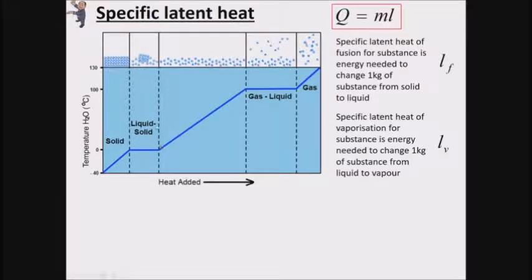Once we've broken the bonds between the solid and the liquid, then we get a temperature increase as we add heat, and then we get our next latent heat. So this is the latent heat of vaporization, and here the energy that we put in is going in to break the bonds between the particles in the liquid, and convert them to gas. Okay, so this is why this graph looks like it does.